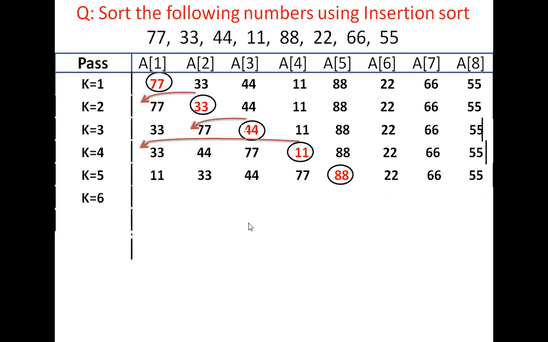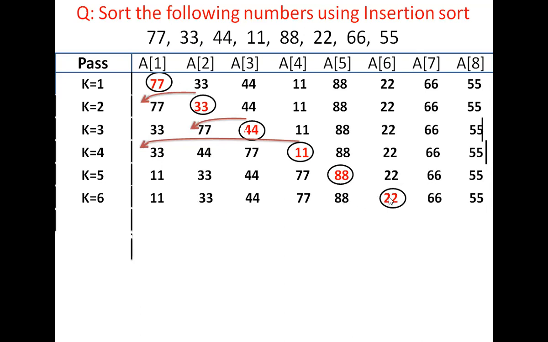K is equal to 6 indicates step 6. So copy all the elements as they are. Then identify the element to be sorted here. Since K is equal to 6, A of 6 is the element to be sorted. Circle this element. What is the number in A of 6? 22. So 22 is the number to be sorted. Now we need to insert 22 in its proper position in the previous subarray so that this subarray becomes sorted.